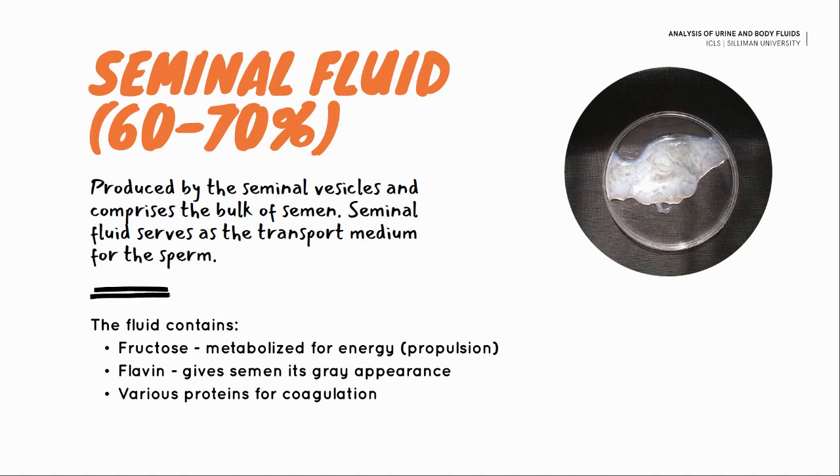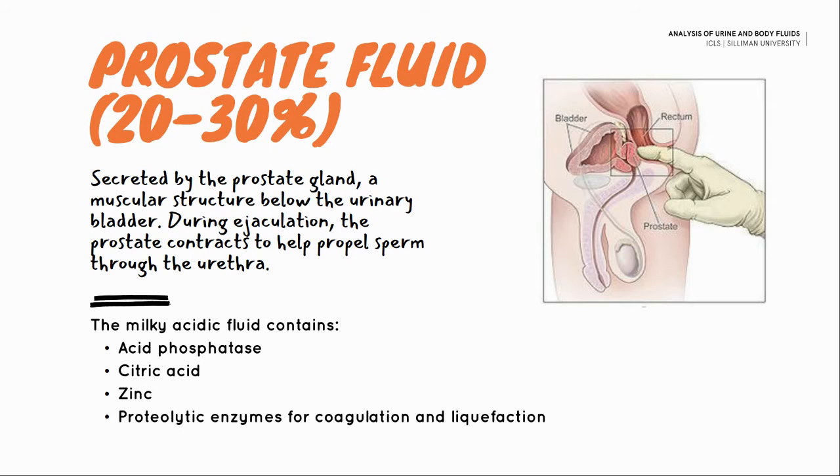So what is responsible for this is the flavin. Again, flavin gives the semen its gray appearance, and one of the constituents of the seminal fluid is various proteins for coagulation. After the semen is ejaculated, it coagulates.